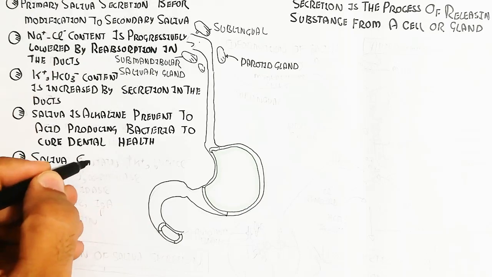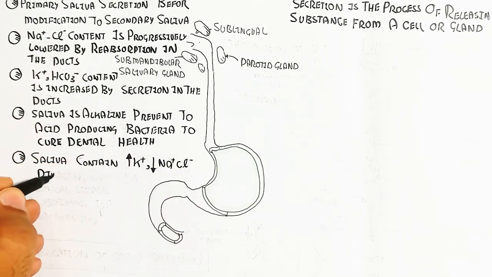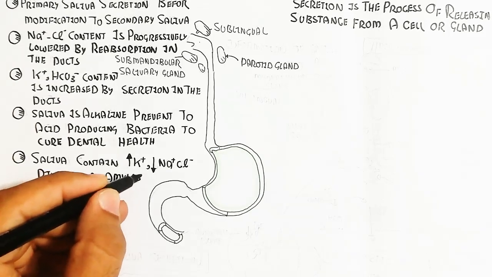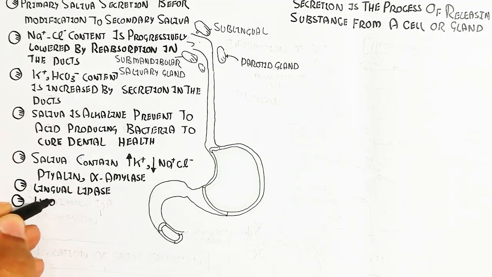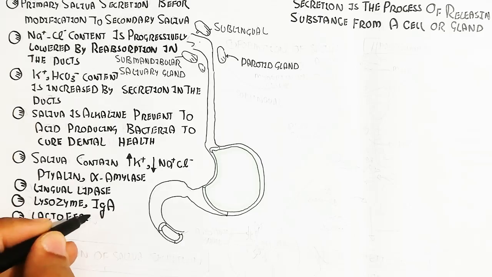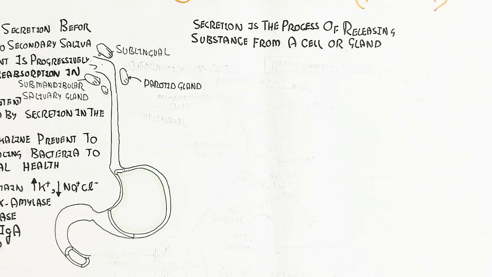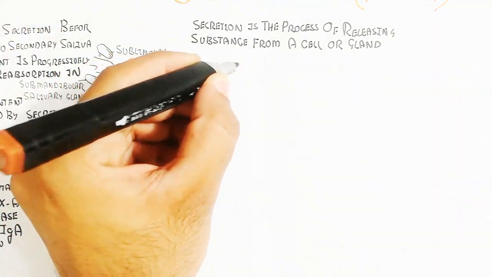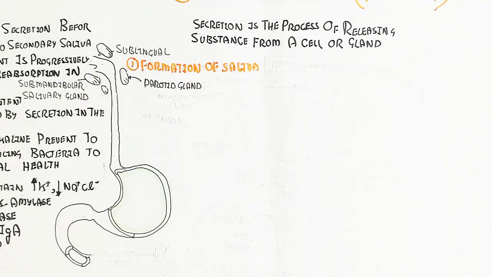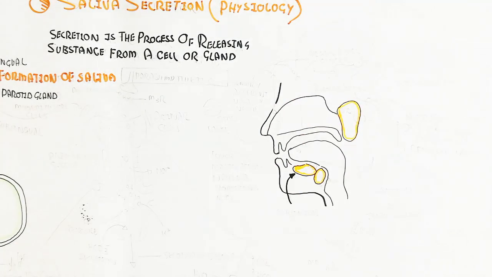Saliva majorly contains 95% water, so this is a hypotonic condition. Saliva contains potassium more than sodium chloride, and also ptyalin, alpha amylase, lingual lipase used for lipid digestion, lysozyme, immunoglobulin A, and lactoferrin. So remember, amylase is used for amylose digestion, while lipase is used for lipid digestion.